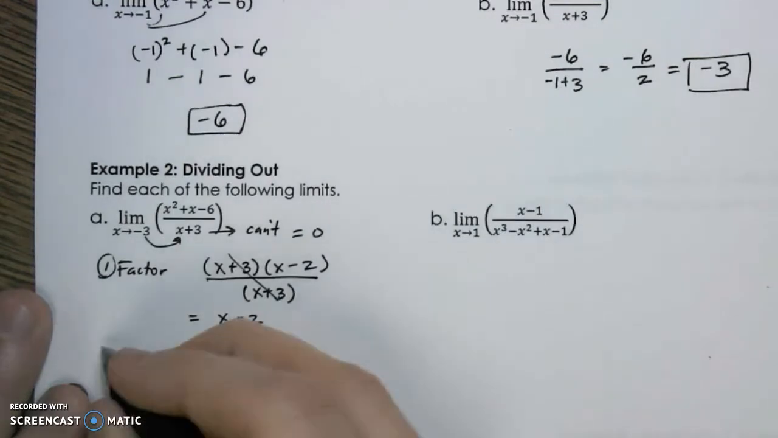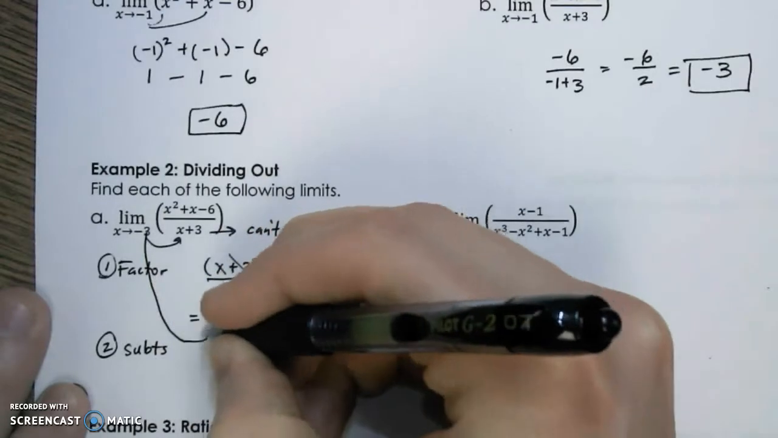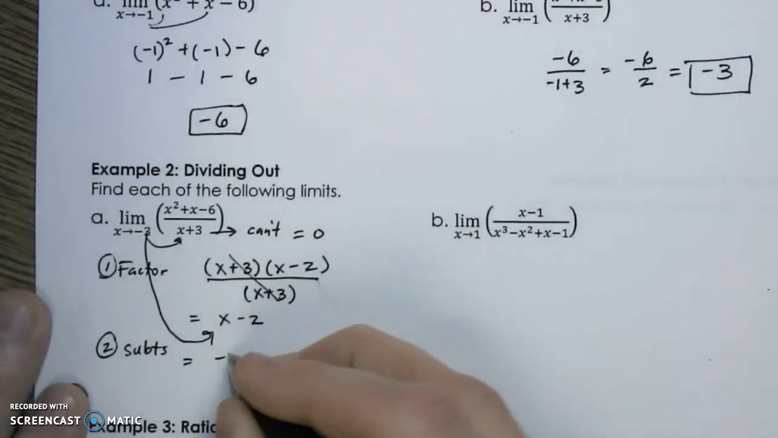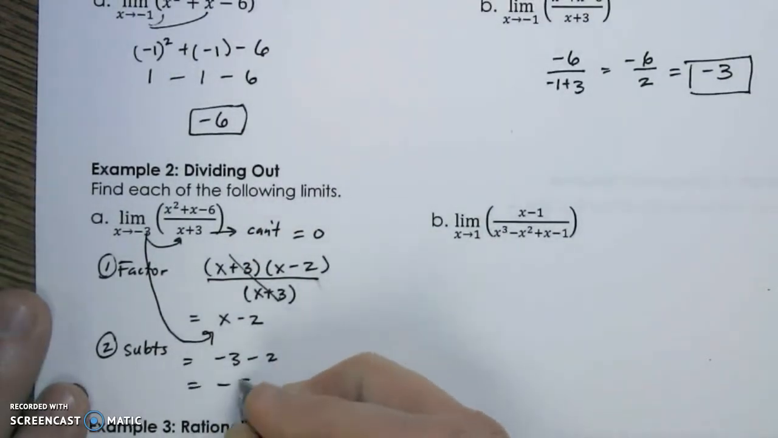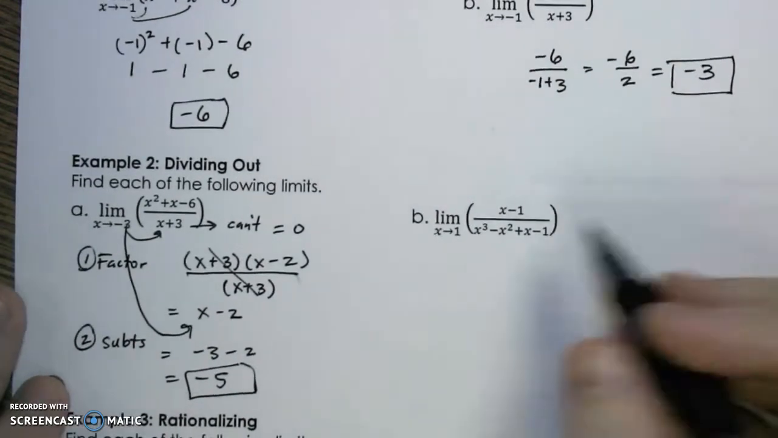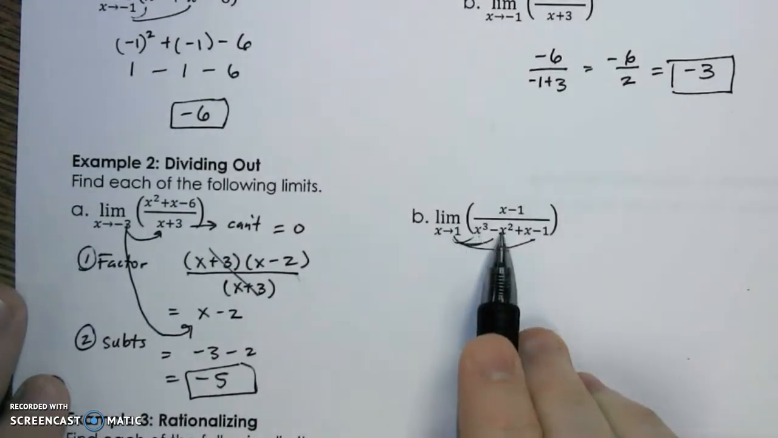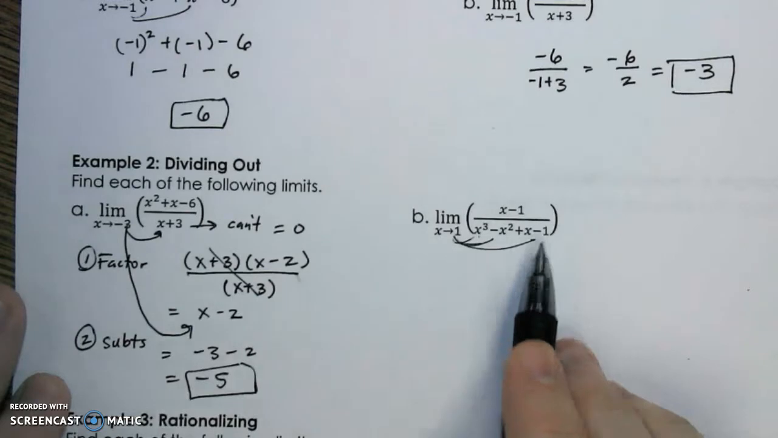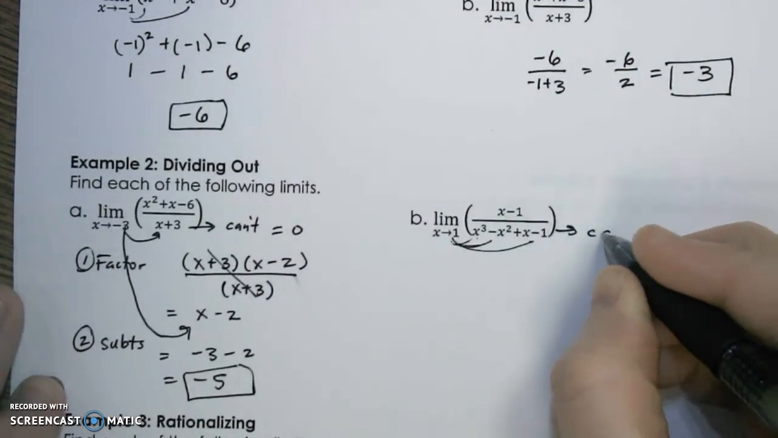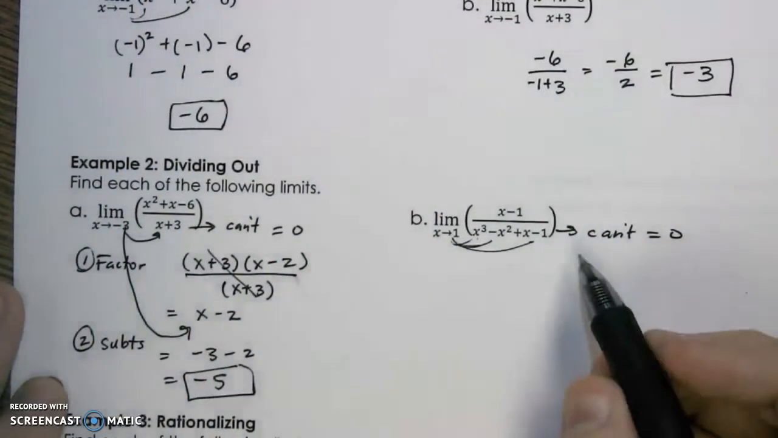So now I can try substituting again. So now I can try plugging it in again and see if I get an answer. So -3 minus 2, we get -5 as our answer, and so that is the limit. Let's look at B. If I try plugging in 1, I'm going to have 1 minus 1, which is 0, plus 1, which is 1, minus 1, which is 0, and you can't have 0. Can't equal 0.